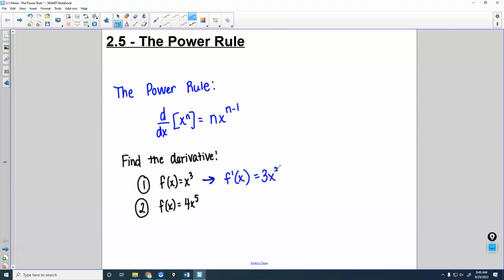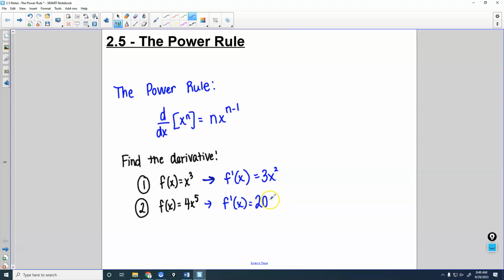If you did the limit definition of a derivative, you would go through the whole thing. This is what you would get. You multiply out front by the 3, which there's nothing there, so it's like 3 times 1. Decrease your exponent by 1. 3x squared. So who wants to try number 2 for me? What is f prime of x for number 2?